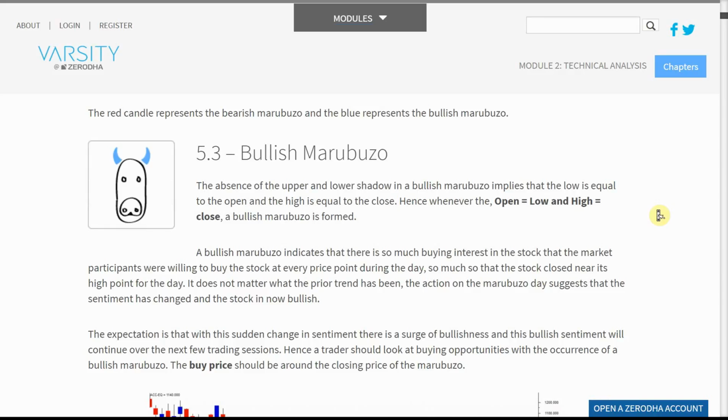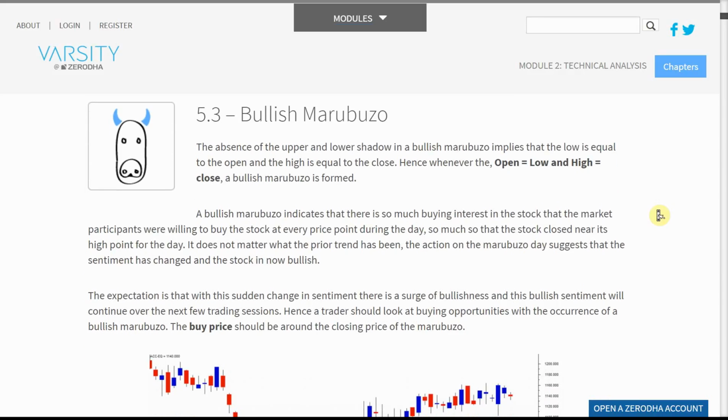5.3 Bullish Marui BOSU. The absence of the upper and lower shadow in a bullish Marui BOSU implies that the low is equal to the open and the high is equal to the close. Hence, whenever the open equals low and high equals close, a bullish Marui BOSU is formed. A bullish Marui BOSU indicates that there is so much buying interest in the stock that the market participants were willing to buy the stock at every price point during the day. So much so that the stock closed near its high point for the day.